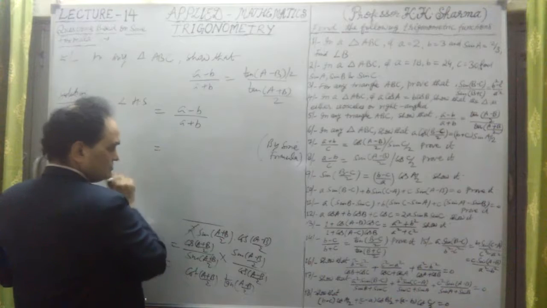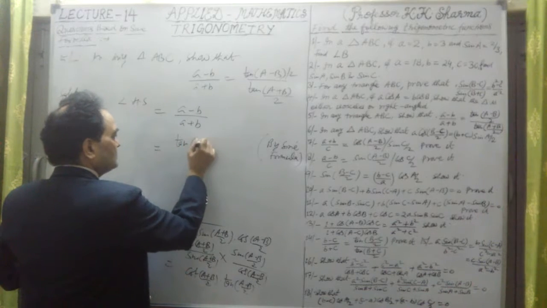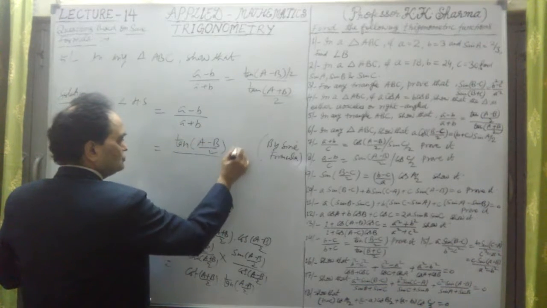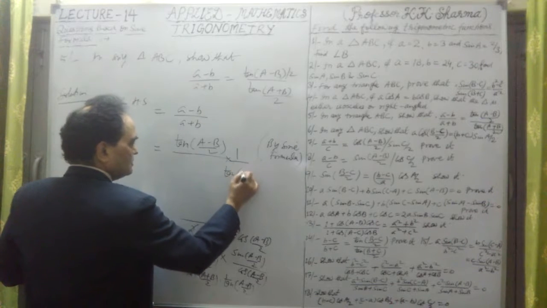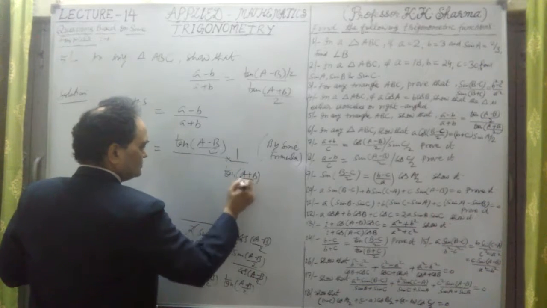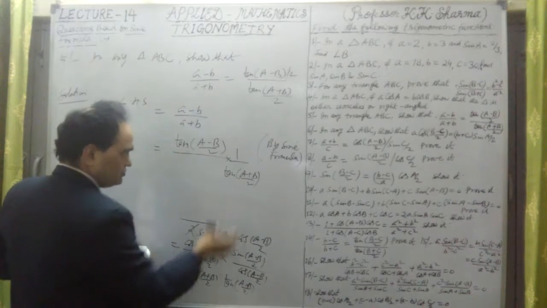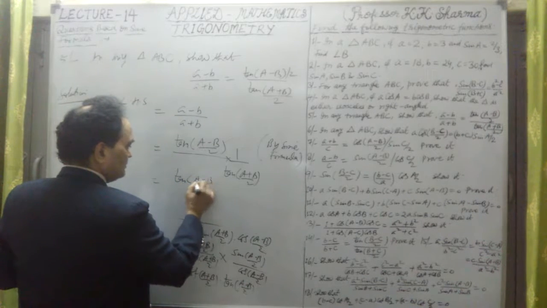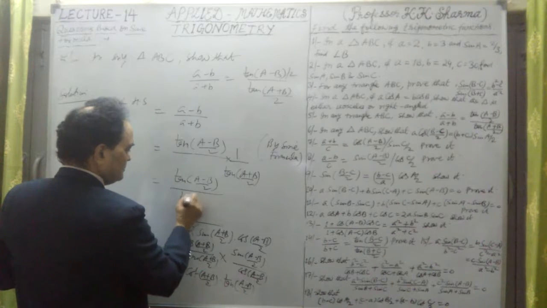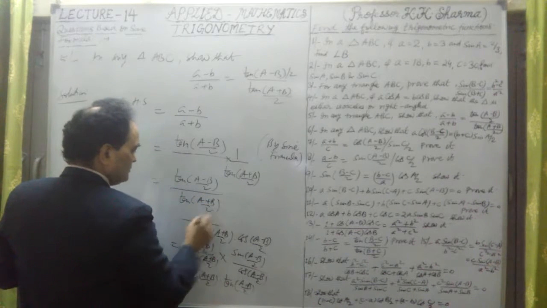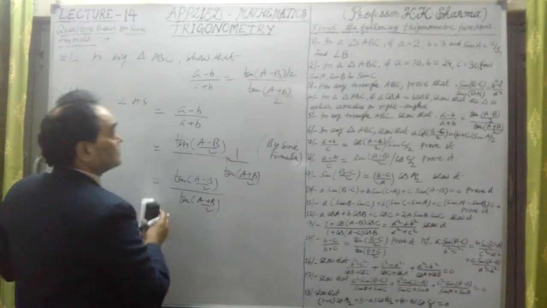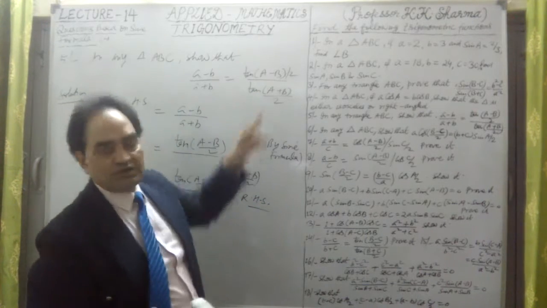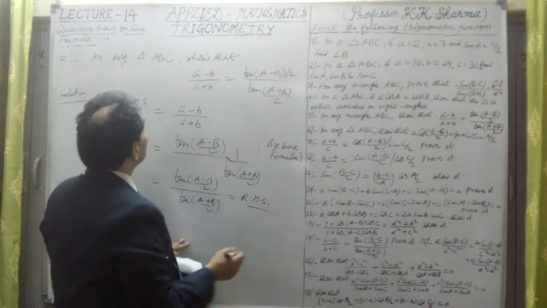Let me write here. In the numerator we have tan((A minus B)/2) divided by, into 1 upon tan((A plus B)/2). Cot means 1 upon tan. This cot((A plus B)/2) is 1 upon tan. This finally gives us tan((A minus B)/2) divided by tan((A plus B)/2). Hence, this is the right hand side. The same right hand side is obtained. Hence proved.